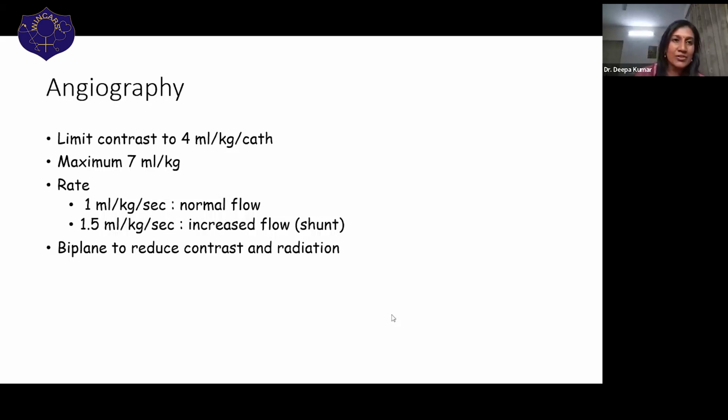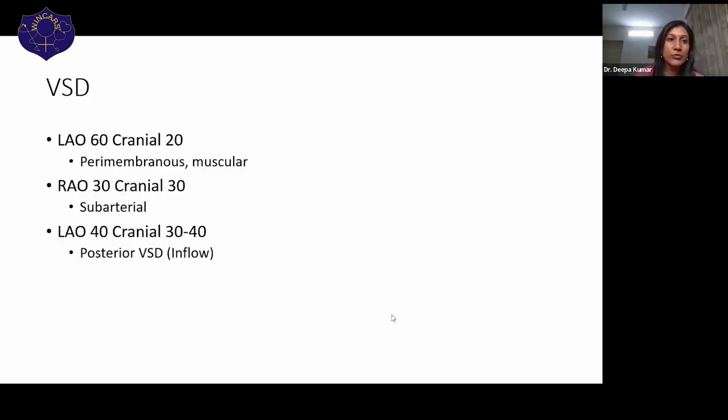Yes, ma'am. So these are the views that you have to remember when we are trying to profile a ventricular septal defect, whether it is for device closure or to help the surgeon in finding out where the VSD is. If you remember, LAO 60 cranial 20 resembles a parasternal long axis view in echocardiography. So if you think of what VSDs you can see in a parasternal long axis view, the first thing that comes to your mind is of course perimembranous VSD. The second thing is muscular VSD. So both these VSDs you can profile in LAO 60 cranial 20.